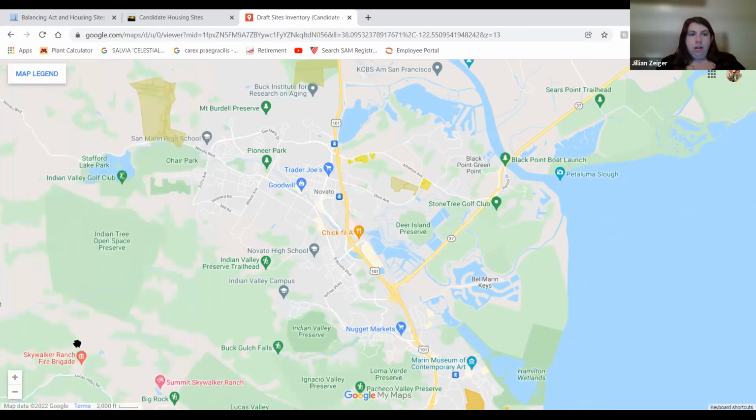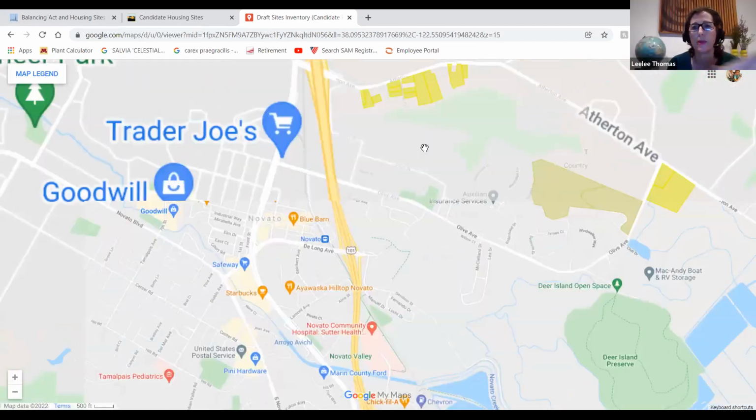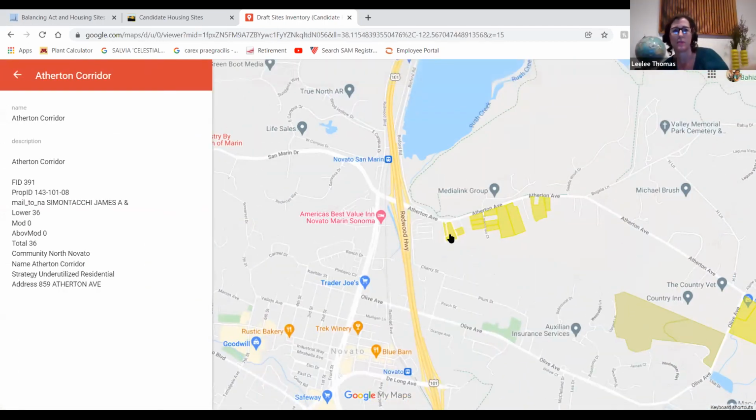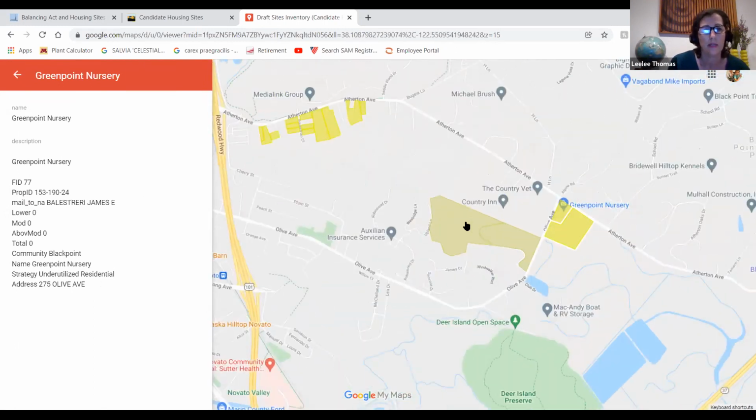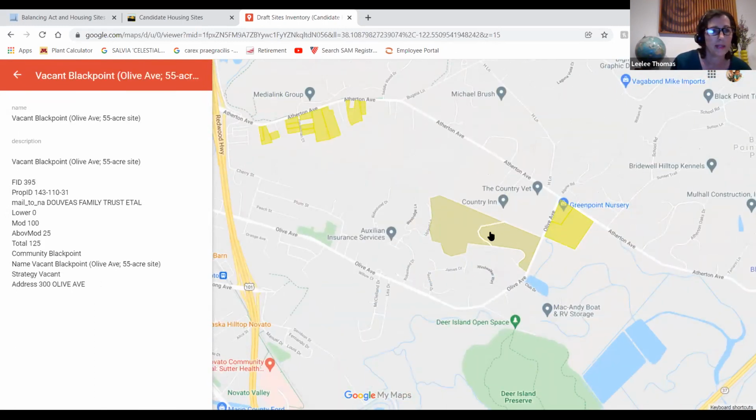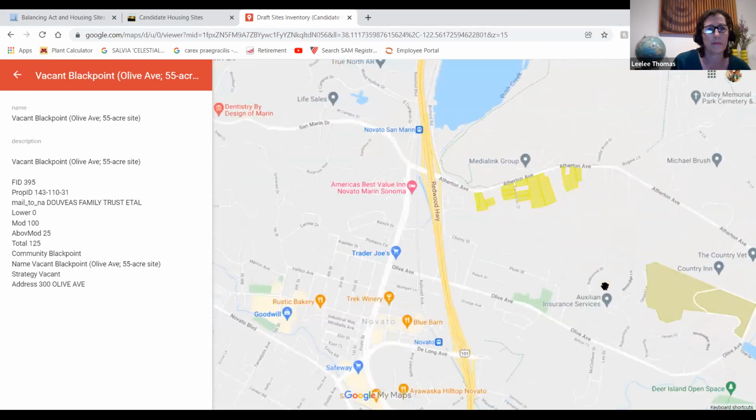They all have different, okay. Aline, do you want to just pull up the total, with the totals, and we could just point those out, because I'm sorry, I don't have that in front of me. This is also all available on the website that we can take a look at. I think that there was a total of about 500 units across all of these areas in the Atherton area. Then there's the Greenpoint Nursery, and this site, the Black Point Family Trust, and there was about 100 units there. So there's some really significant sites in this area that are under consideration. And I think those are all of the sites in the unincorporated part of Novato.